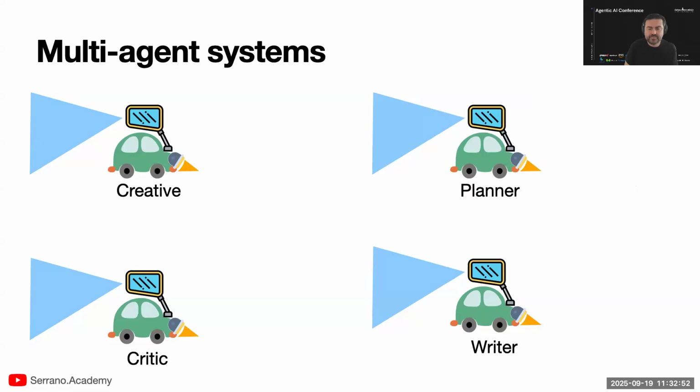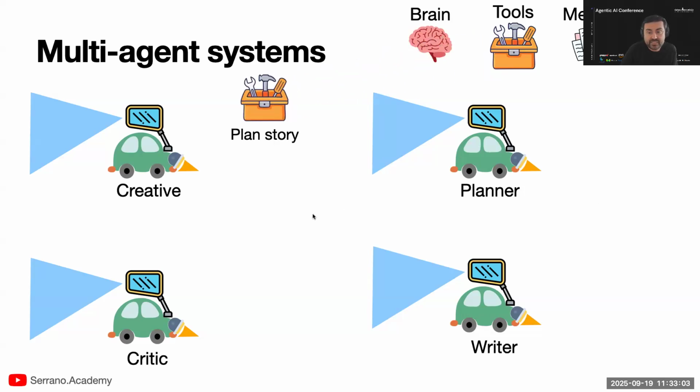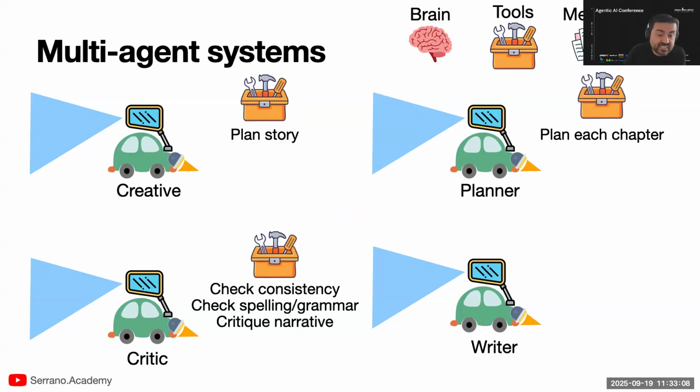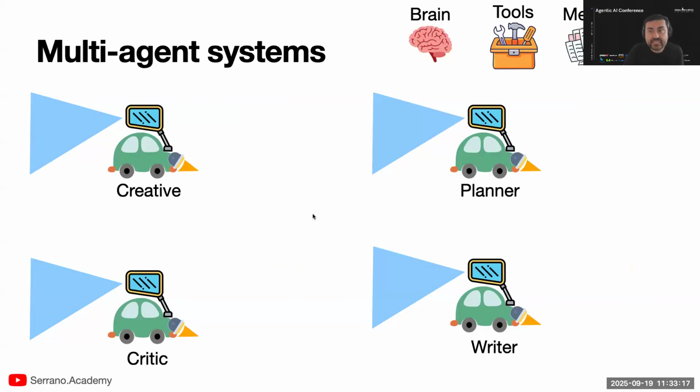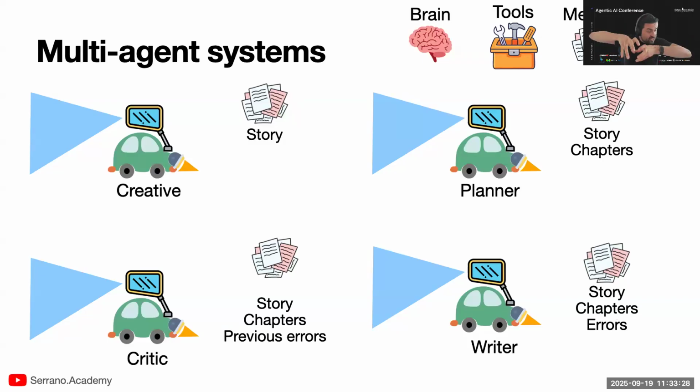Okay, so where are the tools here, right? Like the brain is on every agent, right? It's the one that does the stuff and plans. The tools, what are the tools? Well, for the creative one is plan the story. For the planner is plan each chapter. For the critic is check consistency, spelling, critique narrative. And for the writer is just write the chapter. So any function is a tool. And the memory, well, the stuff that you're supposed to remember, right? The story, the chapters, the previous errors, everything like that. And there's memory for agent and there's general memory as well. So there you have your agent.